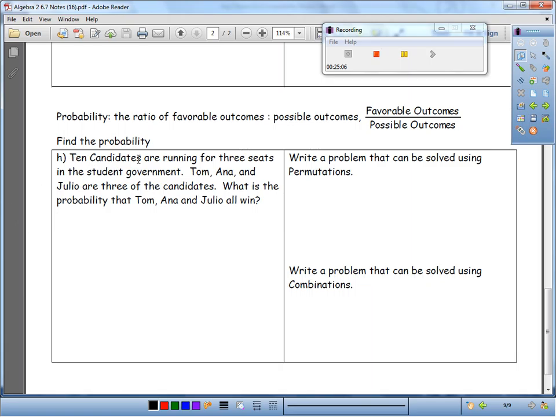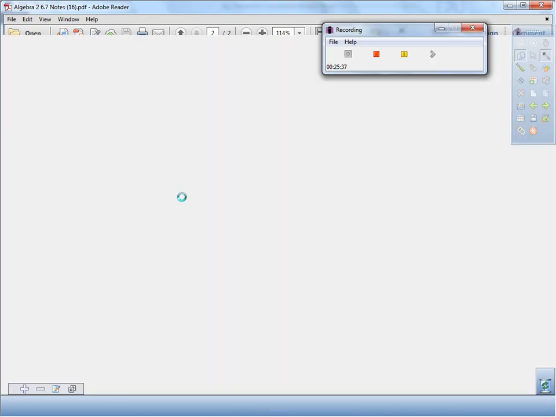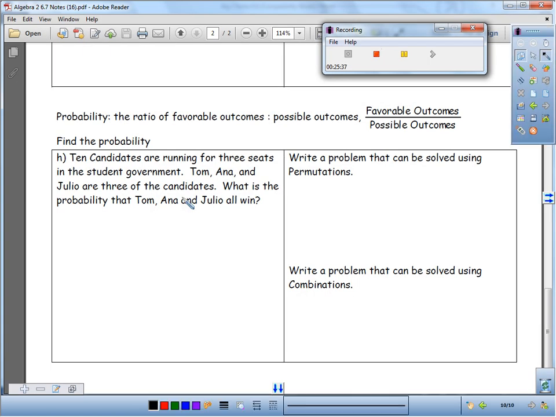So 10 candidates are running for 3 seats in the student government. Tom, Anna, and Julio are 3 of the candidates. What is the probability that all 3 of them will win or be chosen? Okay? So we first want to deal with permutations versus combinations.